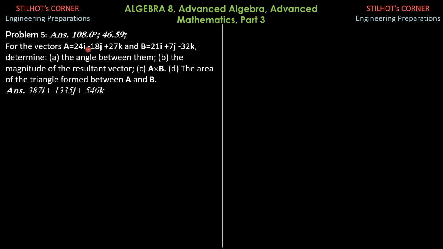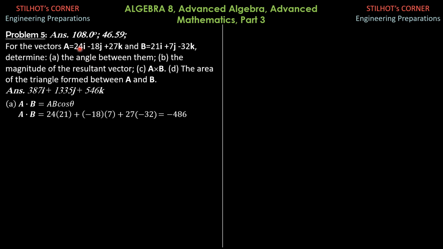So for the angle between them, A dot B is simply 24 times 21, remember that product, plus negative 18 times 7 plus 27 times negative 32. Or you can use your calculator and define these two vectors and from there get the dot product to find the angle between them. So A dot B is AB cosine theta and A dot B is 24 times 21 plus negative 18 times 7 plus 27 times negative 32. And that is equal to negative 486.